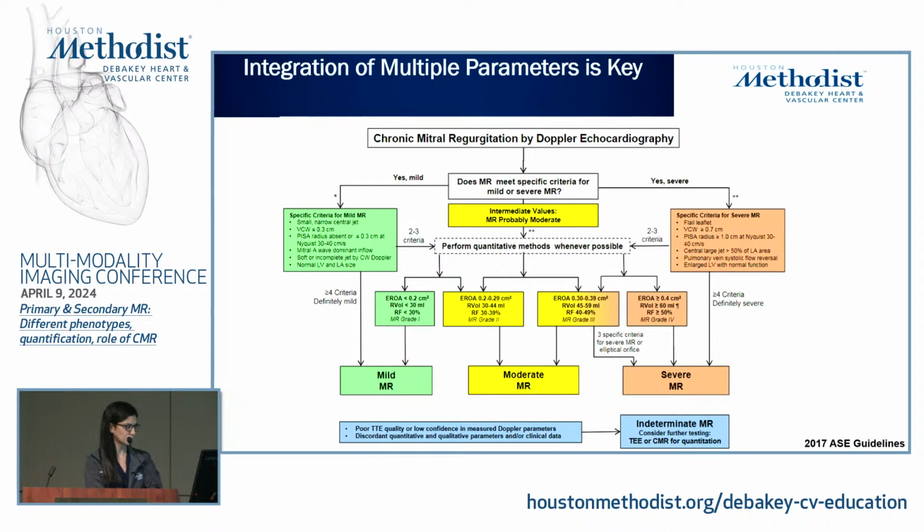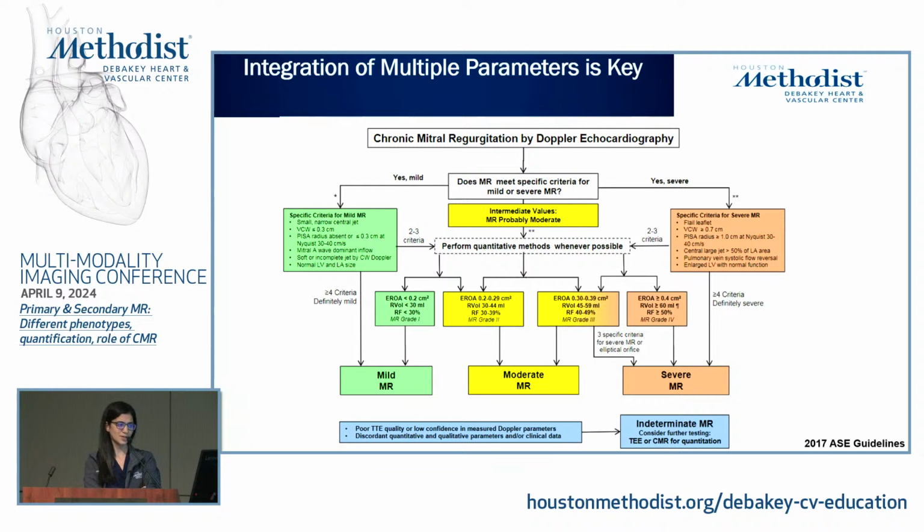There are specific criteria for mild MR, which is a small narrow jet, a vena contracta of 0.3 or less, when your PISA radius is absent or less than 0.3 centimeters, when you have an A wave dominant inflow, or where you have a soft or incomplete jet by continuous wave Doppler, and when your LV and LA sizes are normal. Sometimes it's clearly severe when you have a flail leaflet, even though there were recent studies suggesting otherwise, but for the most part, flail leaflets can lead to significant MR, a vena contracta of 0.7 centimeters or more, or when your PISA radius is more than 1.